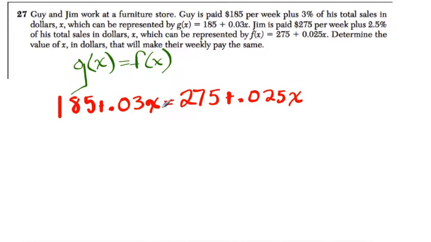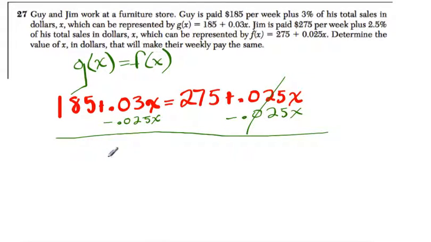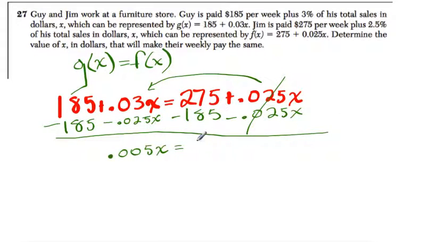And now solving this, I'm going to move my x's to one side. Notice I have an x on the left and an x on the right. I like to bring them to the side with the bigger coefficient, so I'm going to bring the 0.025x to the left. And that will give me 0.005x equals, and in the same move, I'm going to subtract 185. Since I brought my x's to the left, I want to bring my numbers over to the other side. Because remember, my goal here, as always with an equation, is to isolate the variable. If I do the math here, these are going to cancel. I'm going to get 90.